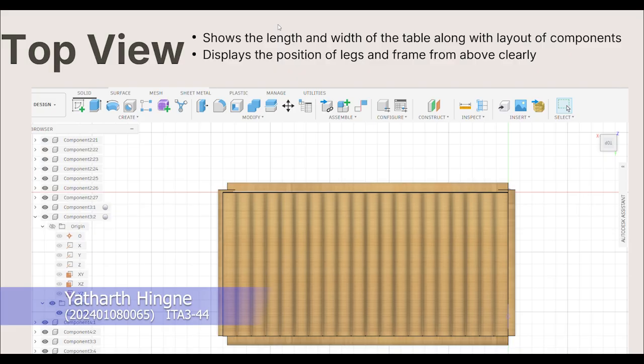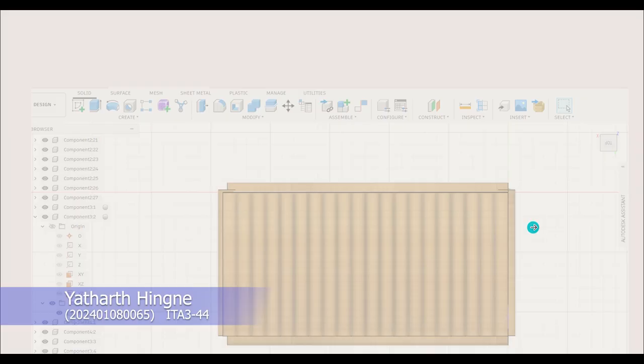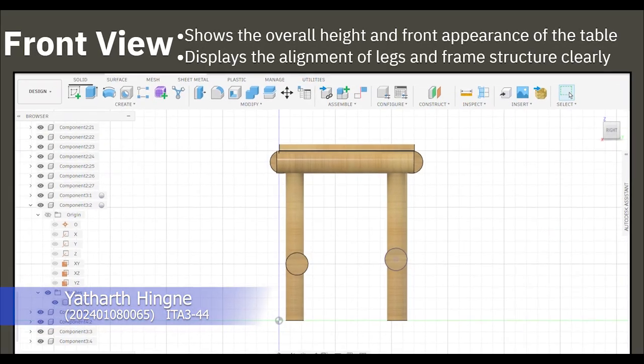Additionally, the upper frame structure is visible just below the tabletop, which connects all the legs and improves the strength of the table. This view helps us to understand the layout and arrangement of components from above. Next one is the front view.